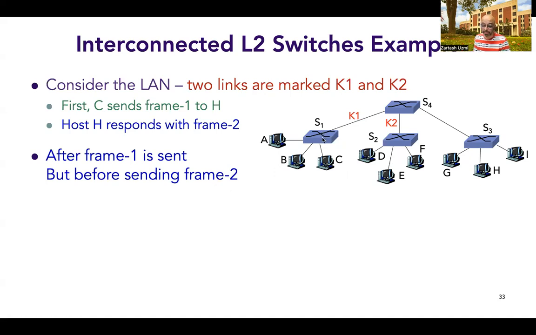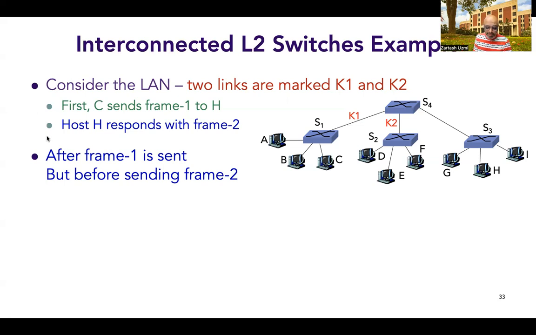After the first frame is sent, but before sending frame 2, when C sends a frame, switch S1 will receive it and it will broadcast it. It will be sent to A, it will be sent to B, because S1 doesn't know where the destination is. It will be sent on K1, and also on K2. It will also be sent to D, E, F. It will also be sent by S4 to S3, and S3 will send it to G and H and I. Everyone has received it because none of the switches knew where any of these destinations were. To begin with, all the tables were empty.